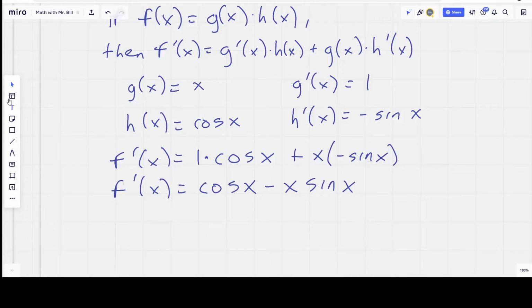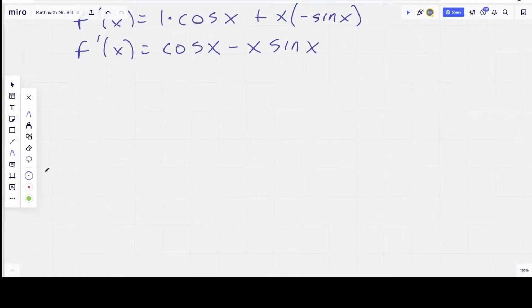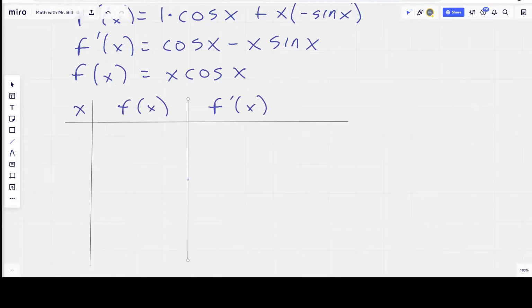So let's go ahead and get a table going now with all the values we're going to need. So we've got f prime of x up there. Let me go ahead and write up f of x. And let's go ahead and build a table. Our table is going to have 3 columns. We'll have our x values, our function values, and our derivative values. Our x values are 0, pi over 2, pi, 3 pi over 2, and 2 pi.